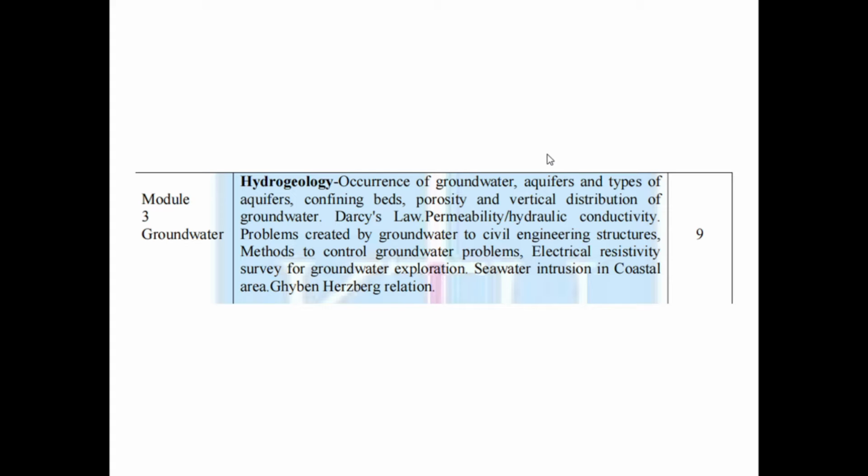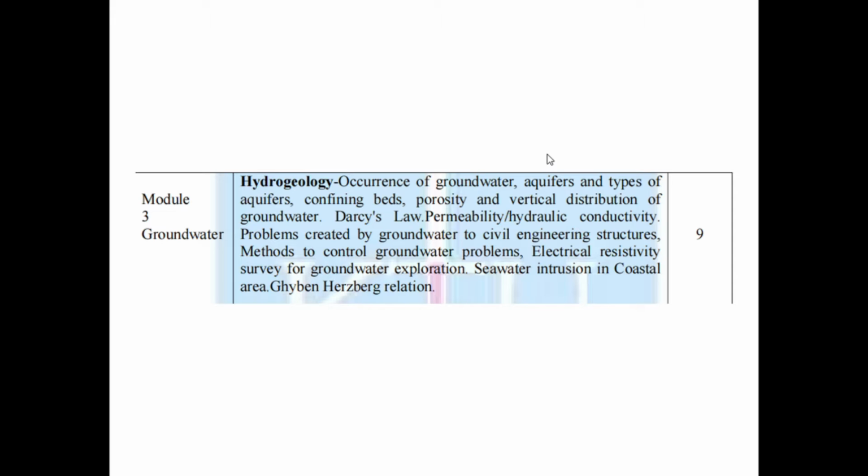You know hydro means water, geology means the study of earth. So this third module completely, we are going to study about the occurrence of groundwater. According to our syllabus, we will be studying the occurrence of groundwater, aquifers and the type of aquifers, the confining beds, porosity and vertical distribution of groundwater.